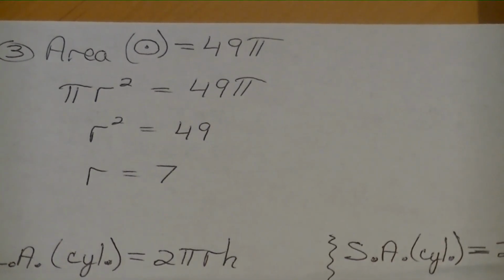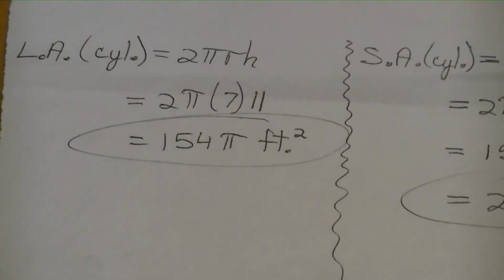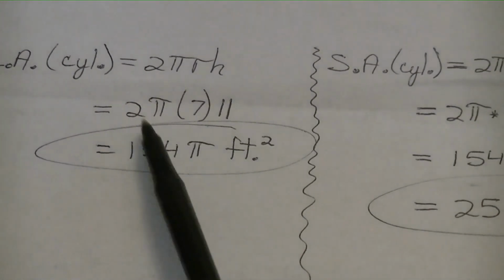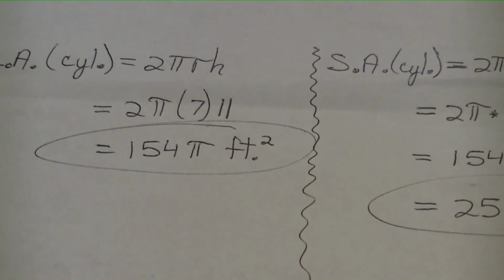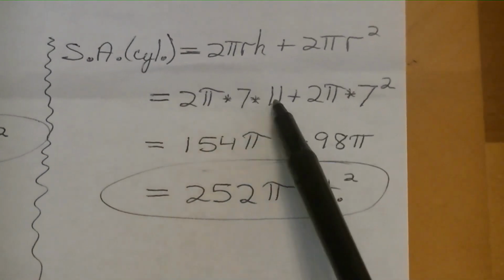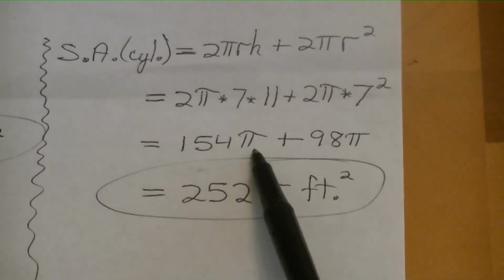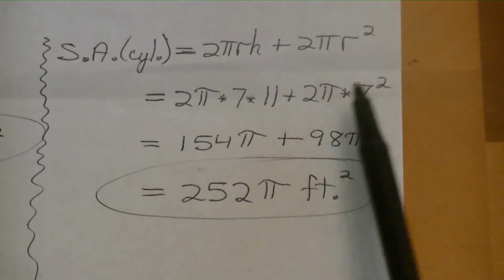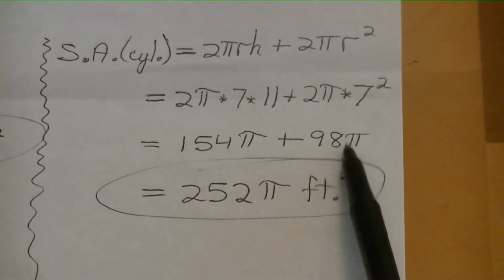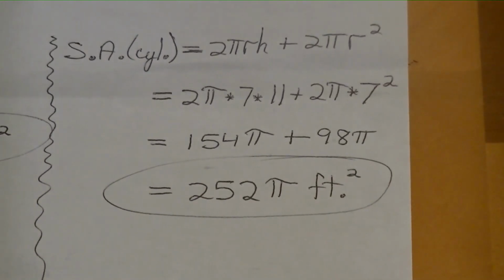And the height was 11. So 2 pi rh. Answer 154 pi feet squared. Sorry, I didn't have that in frame there. 2 pi rh. Over here is the surface area. 2 pi rh plus 2 pi r squared. So the lateral portion comes out to be 154 pi feet squared. When I add the two circles, I get 98 pi additional feet squared. Add them together. Final answer, 252 pi feet squared. All right, good.